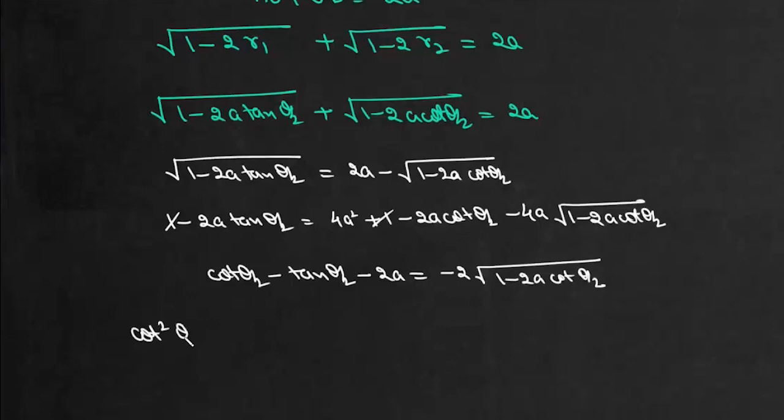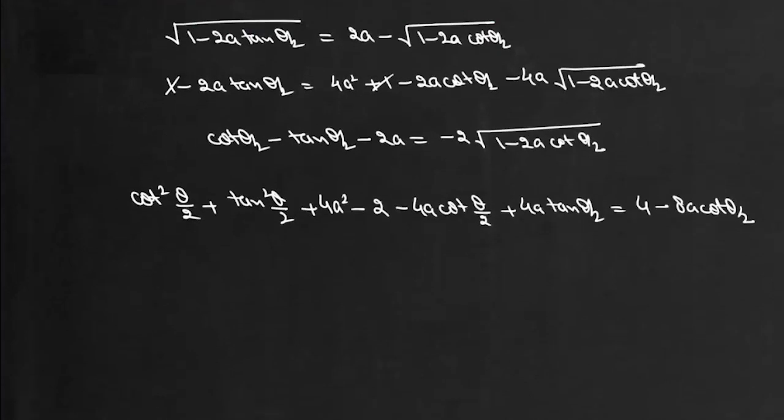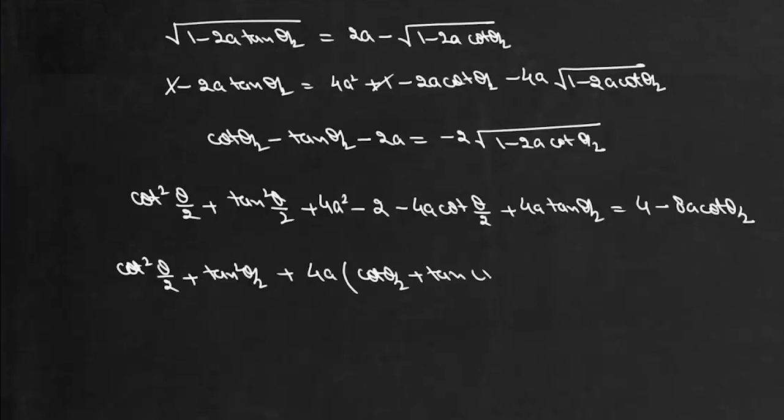Now we'll square it again. We can write cot square theta by 2 plus tan square theta by 2 plus 4a square minus 2 cot theta into tan theta, which is 1, minus 4a cot theta by 2 plus 4a tan theta by 2, it is 4 minus 8a cot theta by 2. Now we can write this as cot square theta by 2 plus tan square theta by 2, and here it is plus 4a, and here we'll take cot theta by 2 plus tan theta by 2, and then we have this minus 6 plus 4a square equals 0.